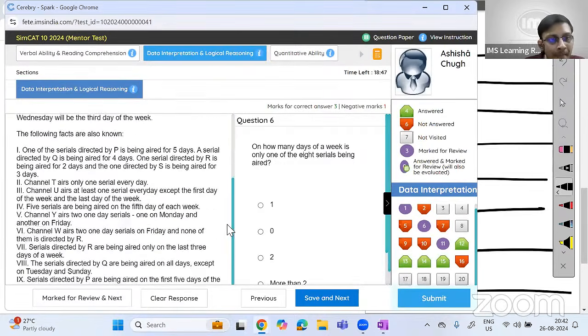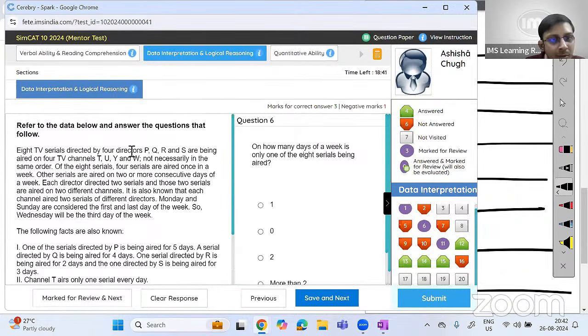Let's see. What do we have information for? We have one of the serials directed. First, let's just recap the information. 8 serials, 4 channels, 4 directors. 4 serials once a week, other 4 serials 2 or more consecutive days. Each director directs 2 serials. These 2 serials are aired on 2 different channels.